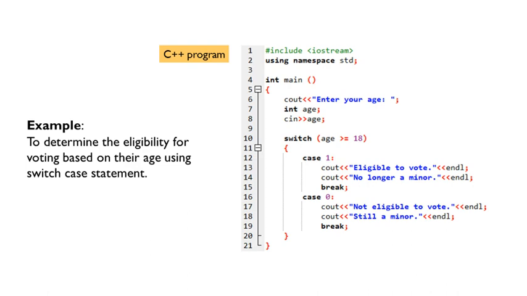Next, we go to the third example for the switch structure. As you can see here, the problem is to determine the graduation status of the student based on their CGPA using the switch case statement. This is the same example that I used for the nested if statement, but here I convert it to the switch case statement. You can see the difference here.